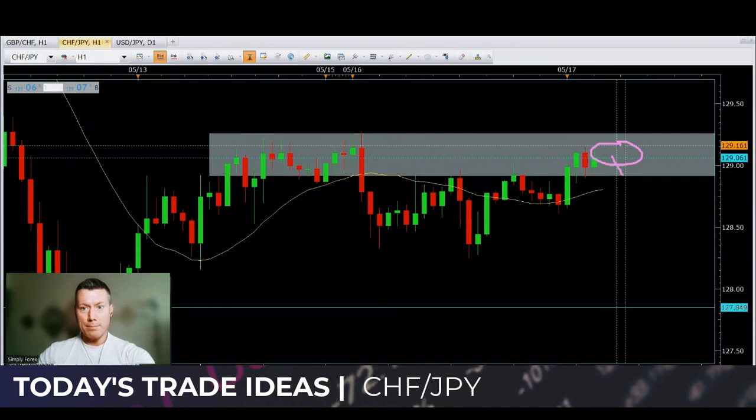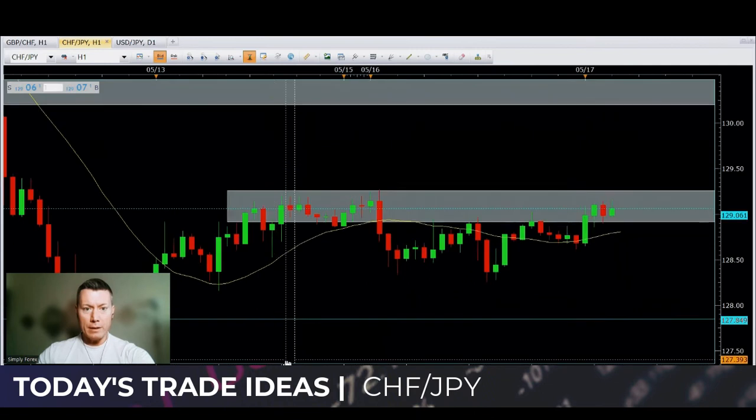We'll take price back down to our last H1 low, close 80% of the trade, and then leave 20% to run down to this blue line or even the other blue line as well, guys. So we're looking to short this market from this grey zone.